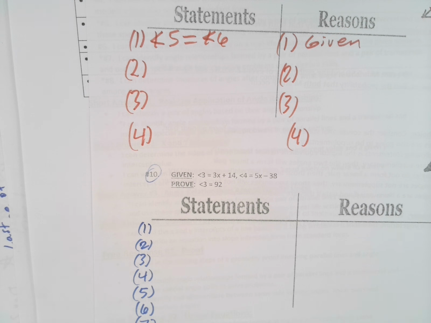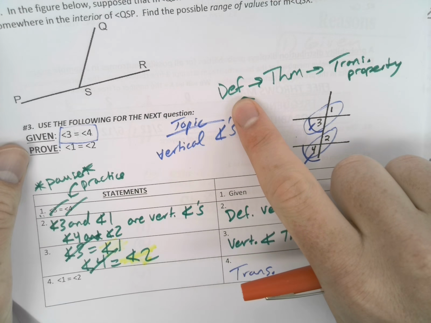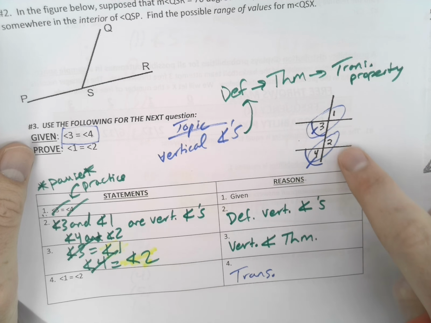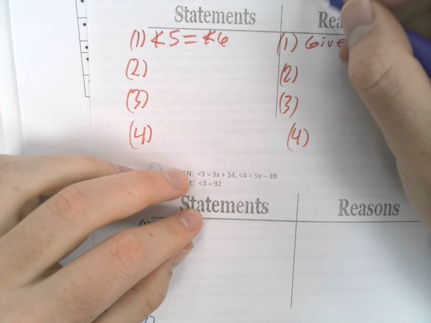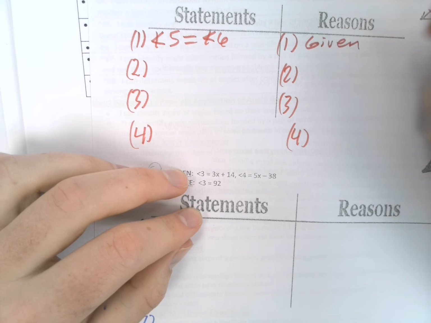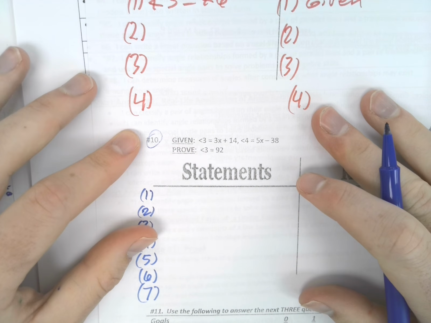And then I want you to be reminded of, remember back on day 10? Definition leads to theorem, leads to the transitive property, more times than not when you're talking vertical angles. And so I will let you guys see. If you can, pause the video now and see what you do on these last 3 steps.